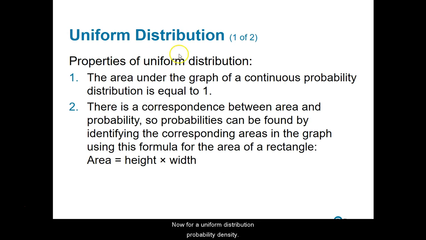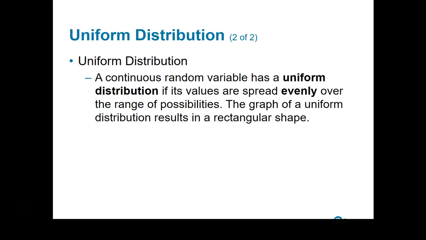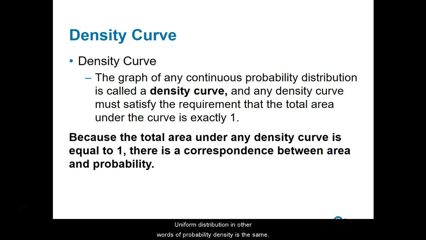Now, for a uniform distribution, the probability density is going to be the same everywhere. And we're going to look at a rectangle here. You can also look at triangles as well. They won't be uniform distributions, but they'll also be probability density curves that one can calculate. Alright, so uniform distribution, in other words, the probability density is the same everywhere. And the area under it is equal to 1.